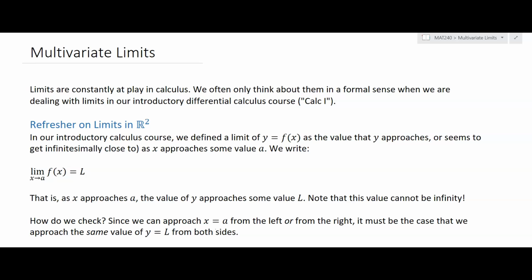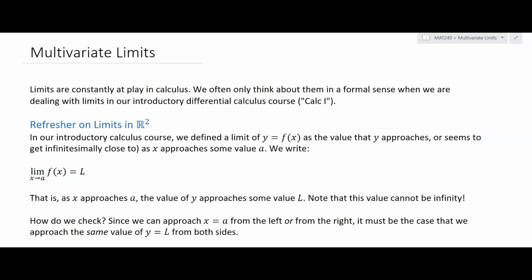Welcome. In this video, we are going to take a look at multivariable limits. So limits are regularly at play in calculus, and for the most part, we typically have seen these in our introductory calculus course, often cordially referred to as Calc 1.